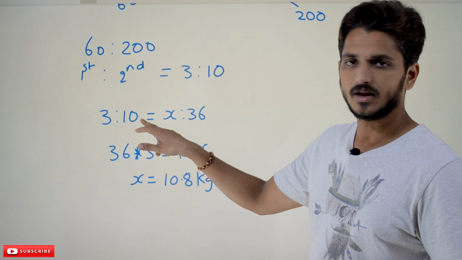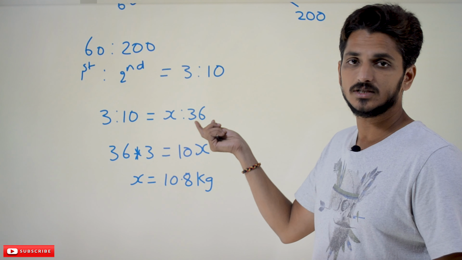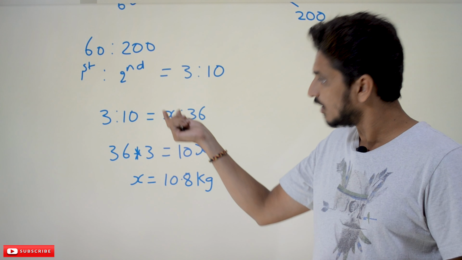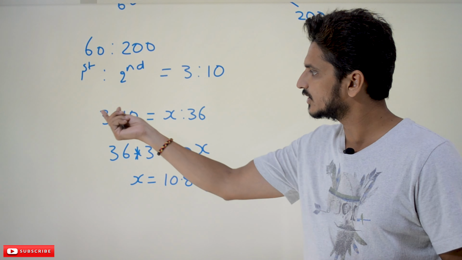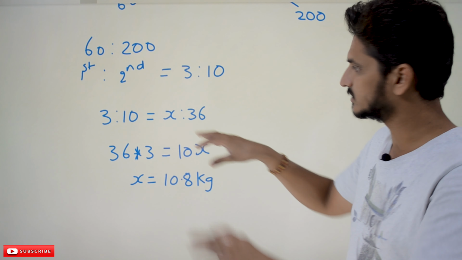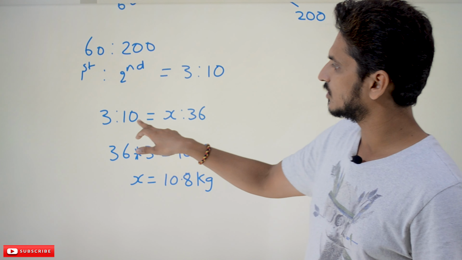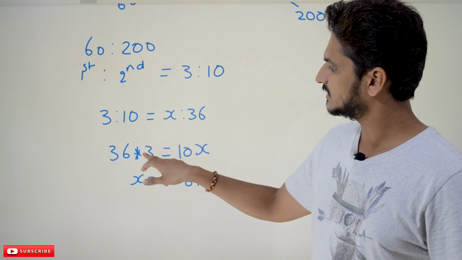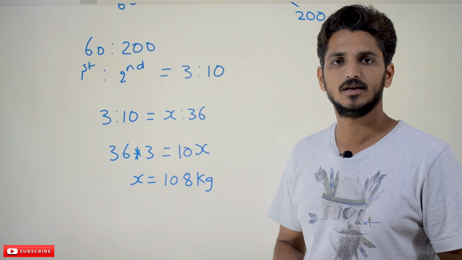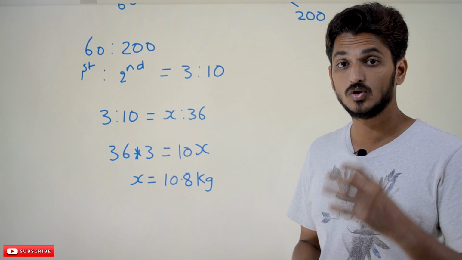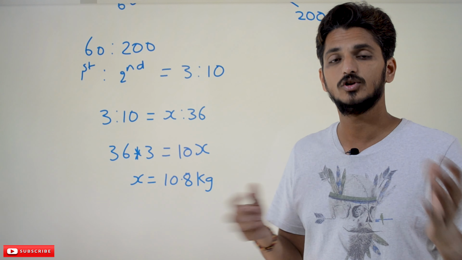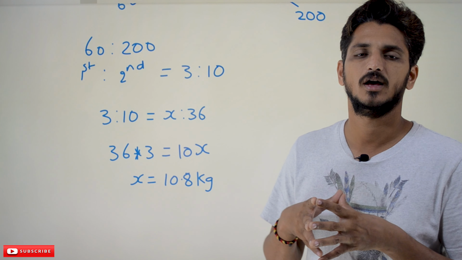So 3:10, this ratio is equal to x:36. 36 kg of rice, and this is x, how many kgs of wheat. So these ratios are equal, proportions. Product of extremes is equal to product of mean terms. 36 multiplied by 3 is equal to 10x. X is equal to 10.8 kg. So for 36 kgs of rice, you need to mix 10.8 kg of wheat.